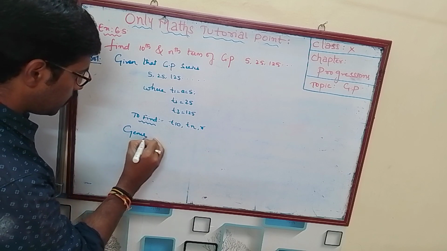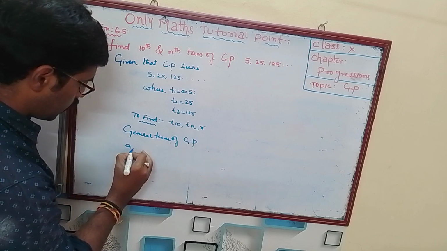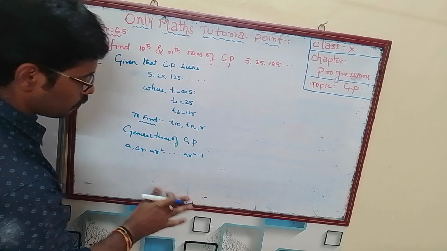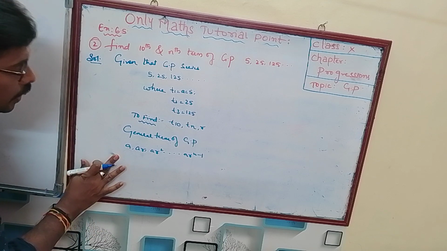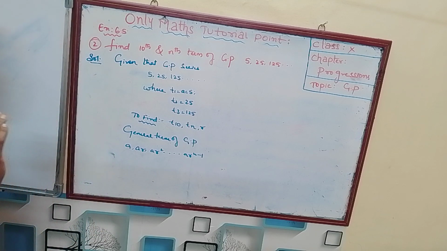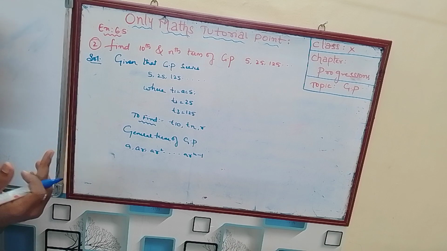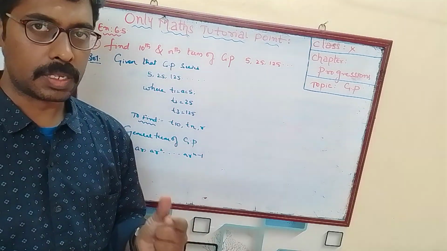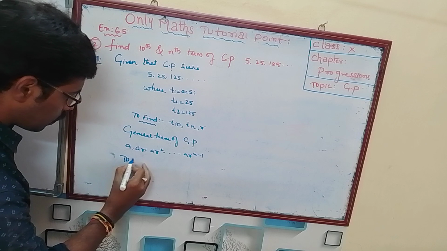So what is the general term of GP? The general term of GP is A, AR, AR square, and so on, AR power n minus 1. Okay, first, to find whether the given series comes under GP or not, and also to find the 10th and nth term, we should know the R value. If you know the first value and the common ratio, that is R, then we can find any term in the GP series.